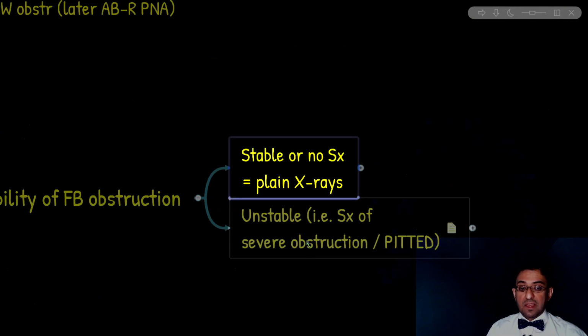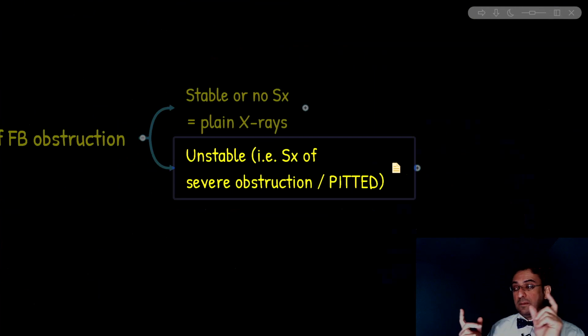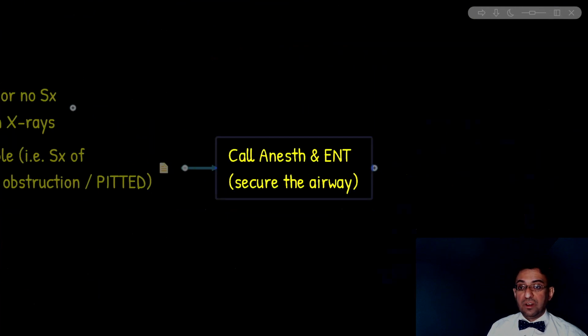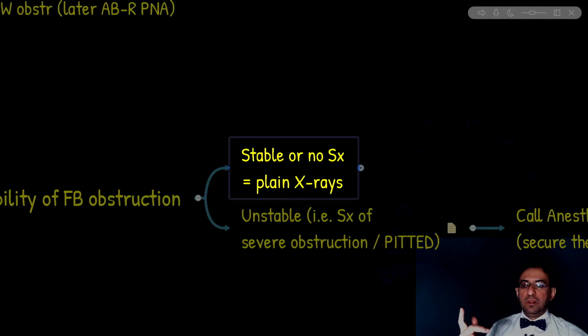If we have an unstable patient or a patient whose PITED symptoms are positive, we need to inform the ENT and anesthesiologist for consideration of a procedure to secure the airway. However, if the patient is stable and has no PITED symptoms or is otherwise asymptomatic and we are just suspicious of a foreign body aspiration or ingestion, the next test will be a plain X-ray. Again, remember, this is not the best test and I will explain why, but this is the first test in a stable asymptomatic patient: a plain chest X-ray.